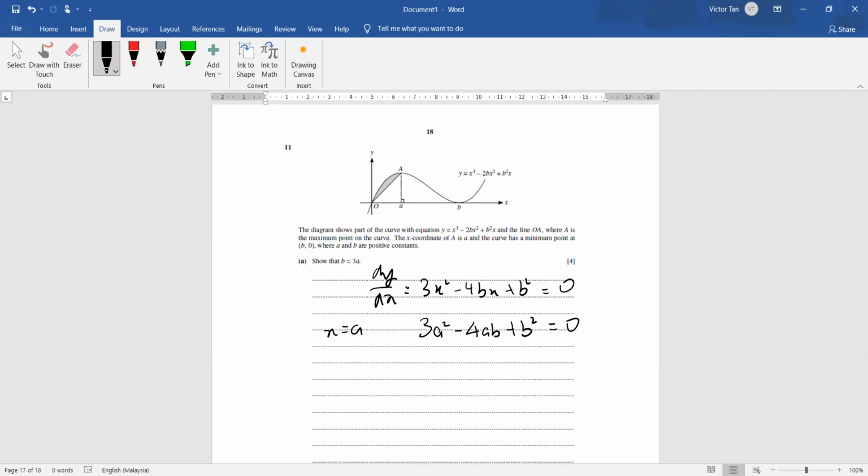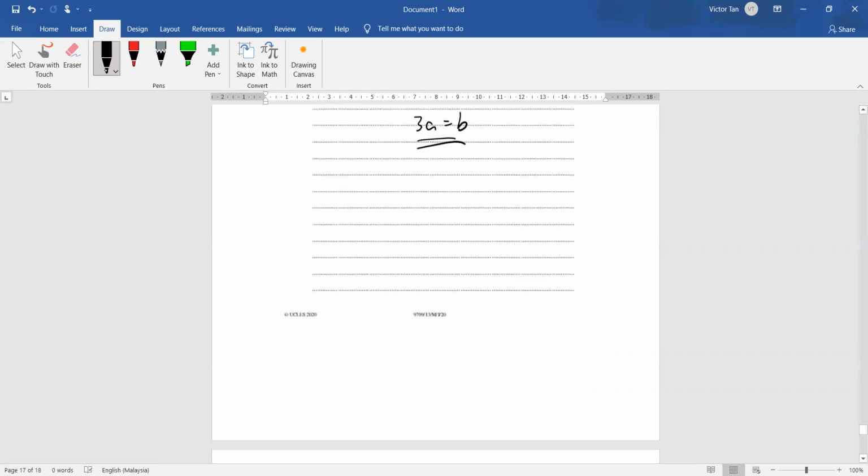Now you factorize. I believe you can factorize: 3a minus b, a minus b. Okay, so here you have it. It's either a equals b, which is the minimum point here, or 3a equals b, which is the maximum point.